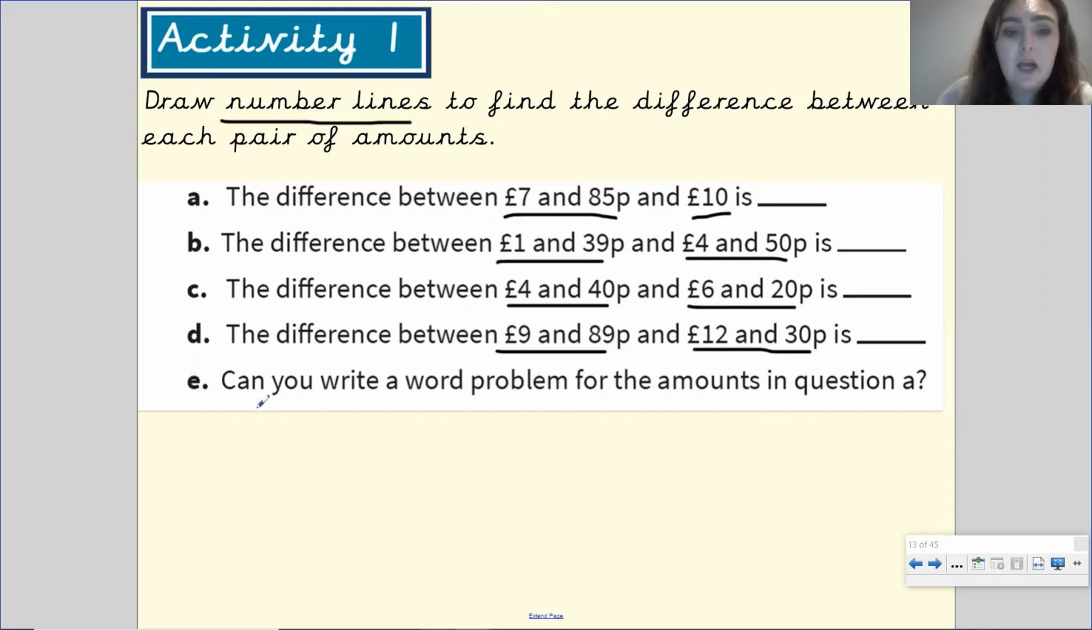And then for E, I want you to write a word problem for the amounts in question A. So this could be something like: the blue astronaut spent £7.85 on a coat. The pink astronaut spent £10 on a coat. What is the difference between the two? So something along those lines. Pause the video here if you're going to complete activity number 1.